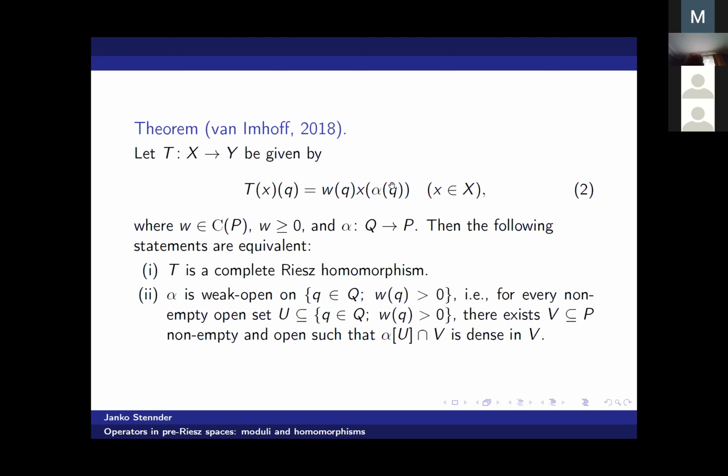And when my operator is given by this weighted composition formula, then T is a complete Riesz homomorphism if and only if this alpha satisfies a technical condition, namely if it's weak open on the set where the weight function is strictly positive. And weak open here means that for every non-empty open set in the set where the weight function is strictly positive, there exists some non-empty open set such that the image under alpha intersected with this open set is again dense in the set.